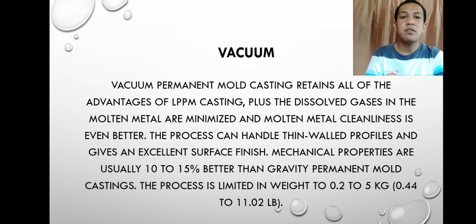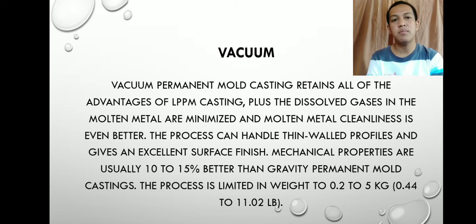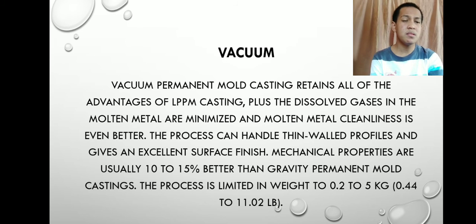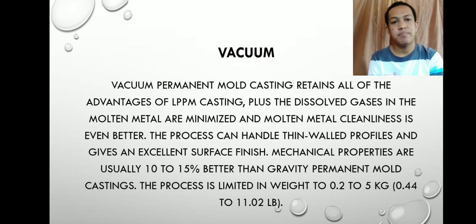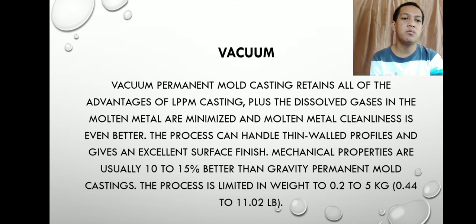Next is the vacuum process. Vacuum permanent mold casting retains all of the advantages of LPPM casting, plus the dissolved gases in the molten metal are minimized and molten metal cleanliness is even better. The process can handle thin walled profiles and gives an excellent surface finish. Mechanical properties are usually 10 to 15% better than gravity permanent mold castings. The process is limited in weight to 0.2 to 5 kilograms.